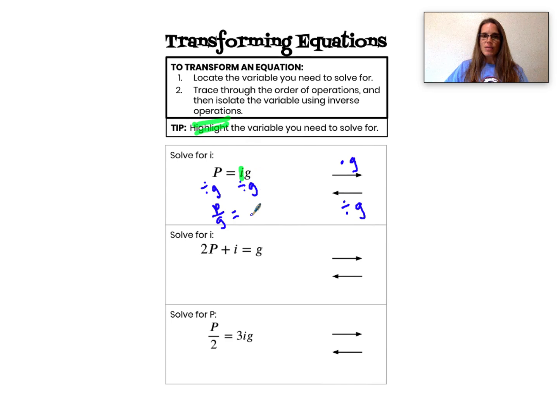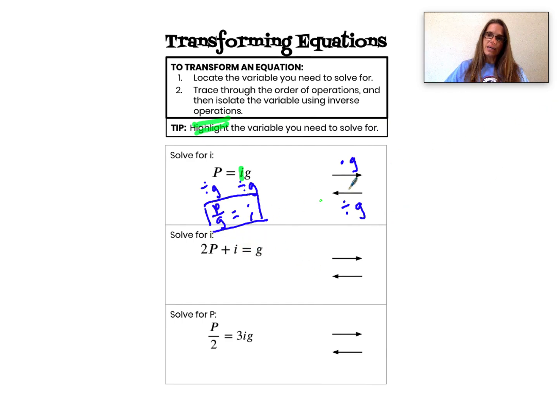I times G divided by G is just I. So I have done what I set out to do. I've isolated I, and this is my solution. P divided by G equals I. That was a one-step equation, and actually all of the examples on this notes page are one-step equations. They look really complicated, but just one operation is being performed to the variable, and so there's only one inverse operation. Let's look at this second example.